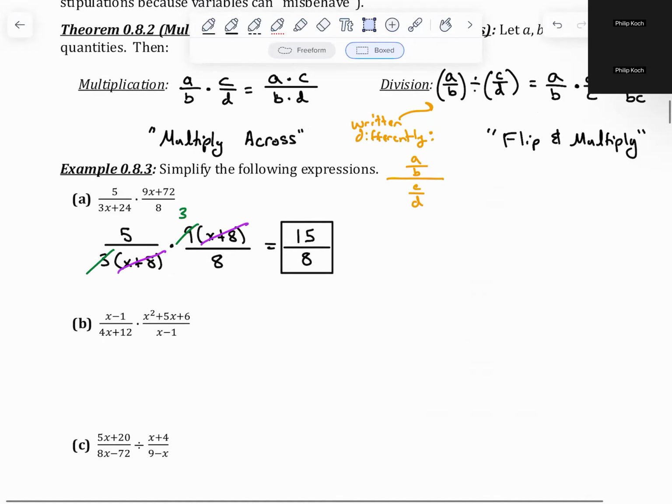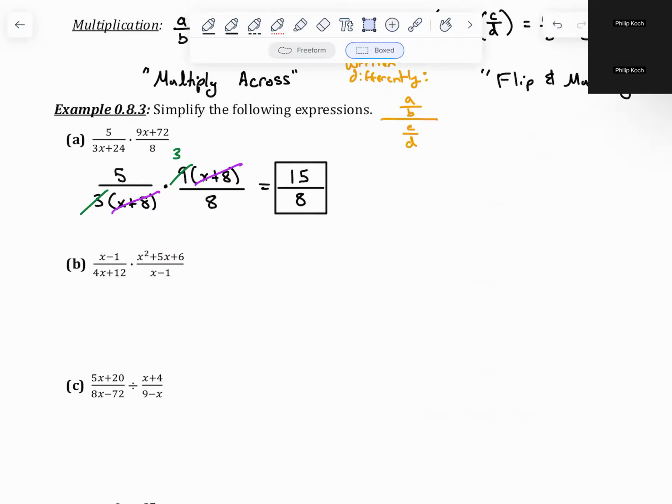All right. I'd like you guys to do B. And you might notice that right off the bat, you can just cancel the x minus 1s. That's fine if you want to. You can wait till the end or you can do it now. But go ahead and do that. People watching the recording, pause it and do that yourselves.